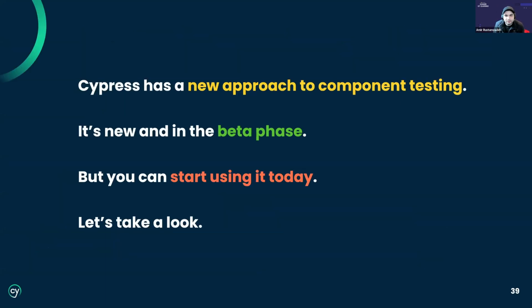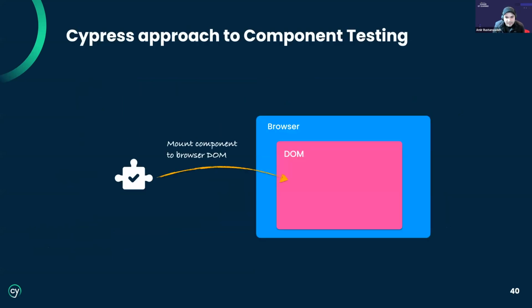So what's Cypress doing? Well, we have a new approach to component testing. It's currently in the early phases, but we have released the experimental version, and you can start using it today. It's already in our documentation. So let's go ahead and take a look. I began my explanation a little too soon, but I'll just repeat it here: with Cypress, instead of mounting things into a virtual DOM, we will take a component, properly pre-process it, and mount it into a real browser DOM.